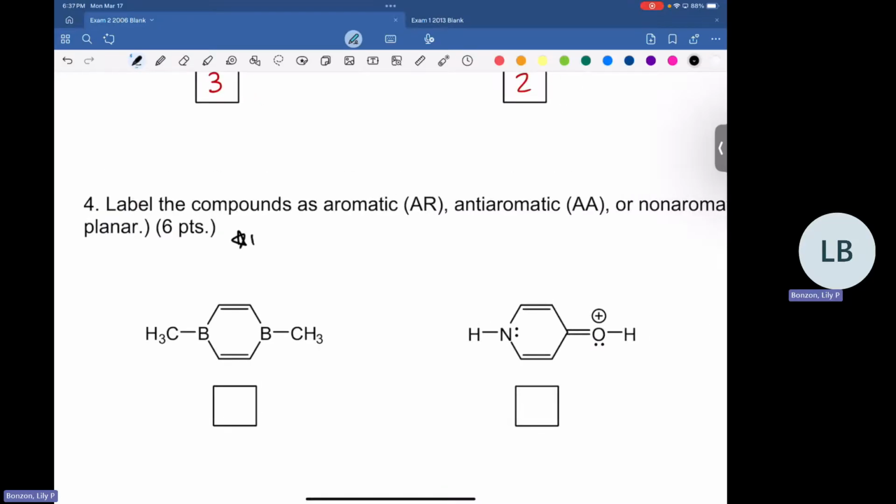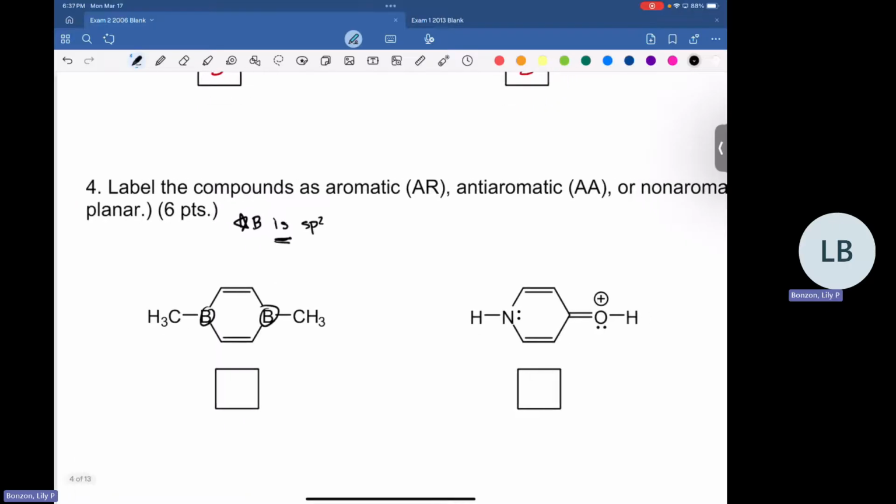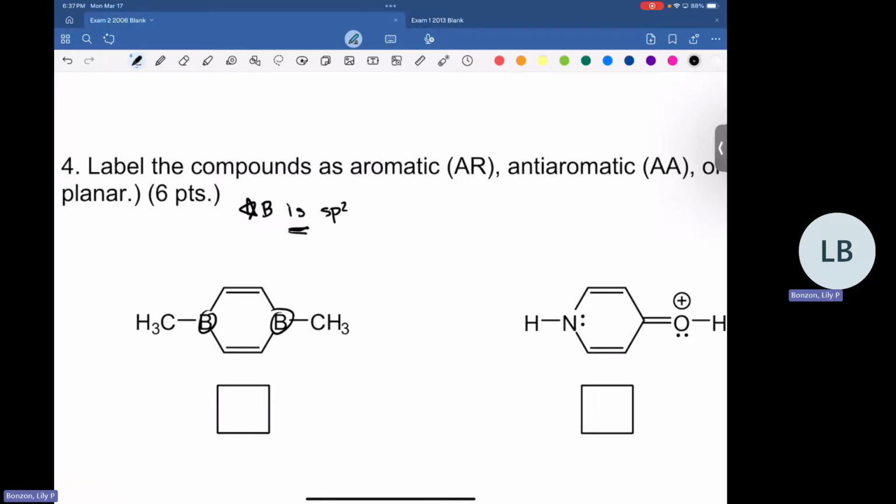One thing I didn't put on my little chart is that boron is always sp2. Boron is kind of a weird atom. It's fine with just having 6 electrons. So even if it has 3 bonds, it's fine. It's neutral. So boron will always be sp2. In this case, we have 2 of them. We just know that those don't have any lone pairs or anything. We know they're sp2, so this could still be aromatic or anti-aromatic.